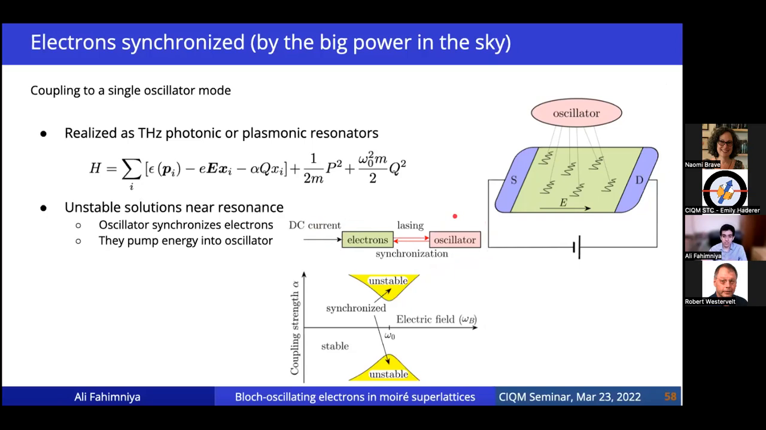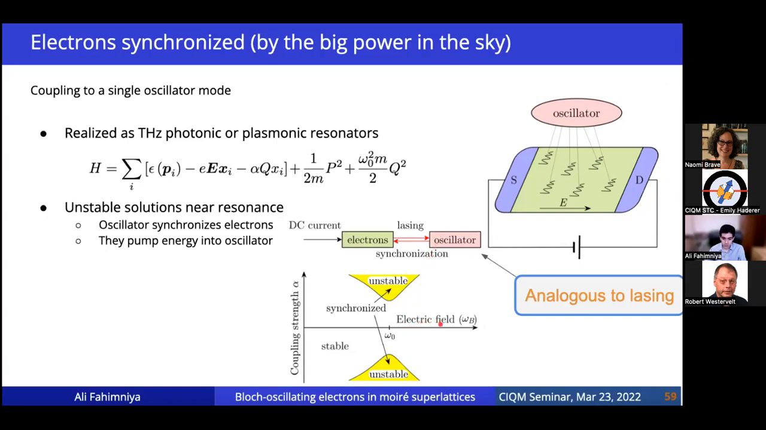when we are in this regime of indefinite growth of the oscillation amplitude, what happens is that the oscillator acts to synchronize the electrons, and now these synchronized electrons, by the coupling to the oscillator, pump energy back to the oscillator, and therefore the oscillation amplitude starts to grow. Which is similar to the lasing problem.